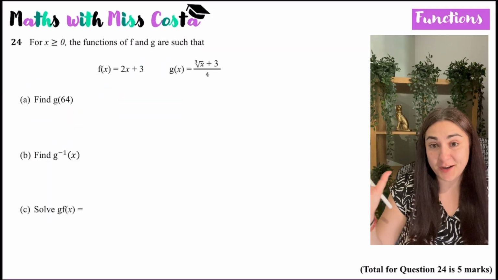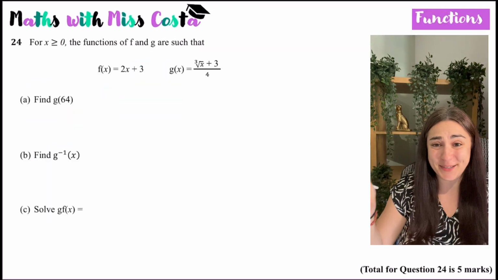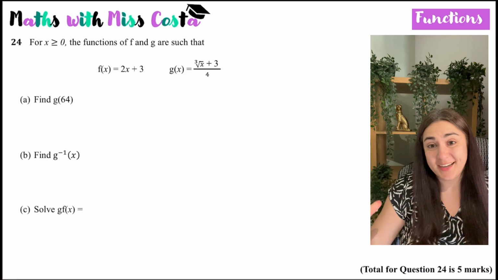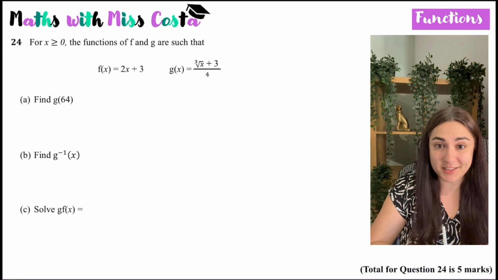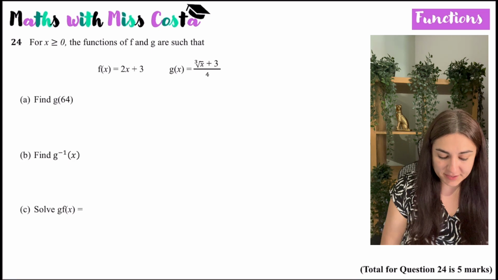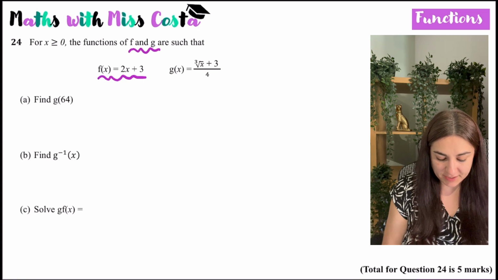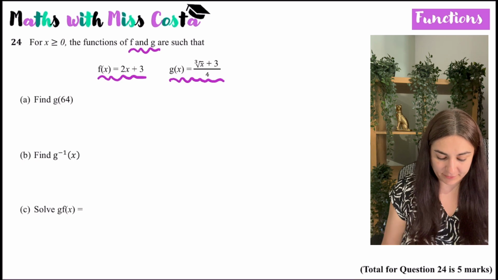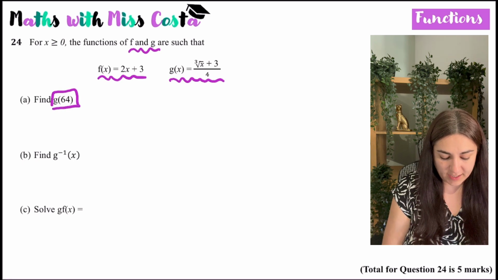Okay, so a functions question, and functions, please don't be scared of them, especially the first type where you're just literally substituting into an expression. So I'm told for x greater than or equal to 0, the functions f and g are such that f of x is 2x plus 3 and g of x is cubed root of x plus 3 over 4. I need to find g of 64.